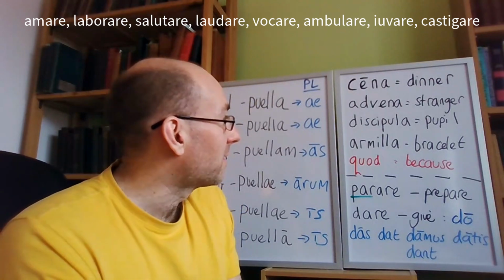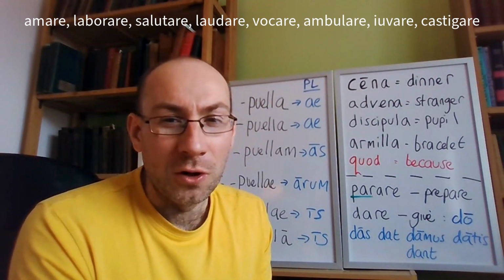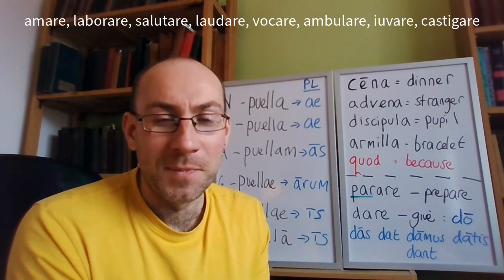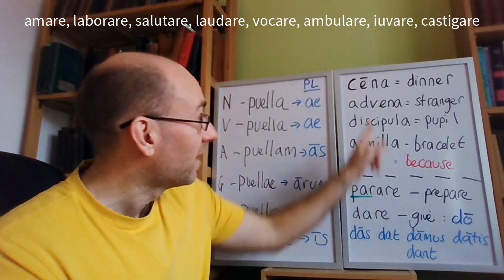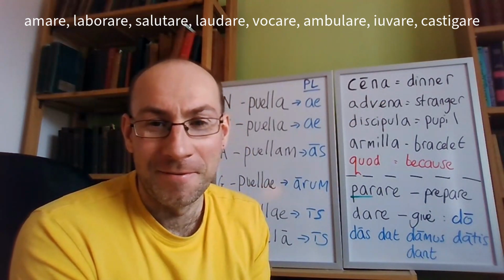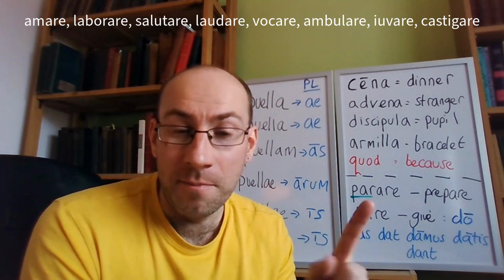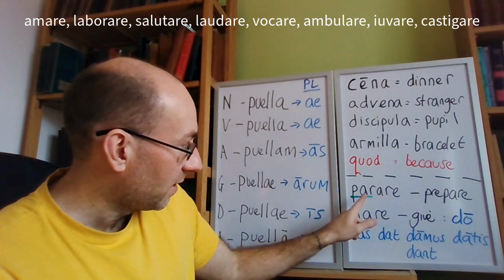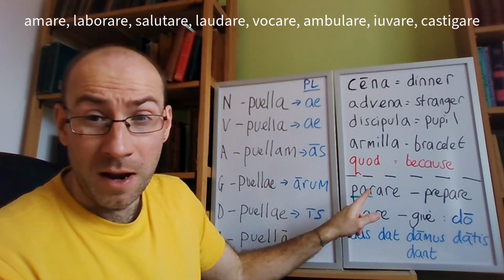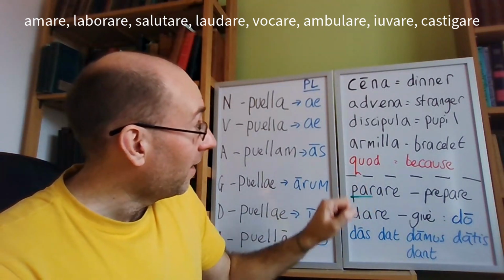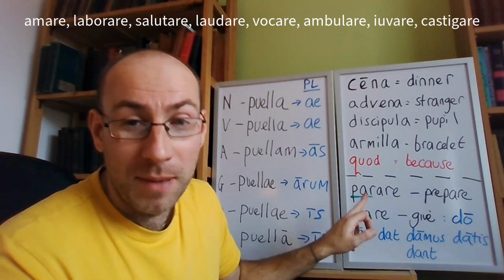What about the slave girl? Remember that? Ancilla. The slave girl prepares the dinner. Ancilla. Cenam. Take off the -re. Stem par-, parat. Prepares or is preparing. Ancilla, cenam, parat.